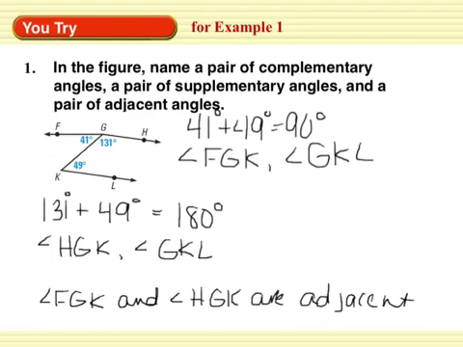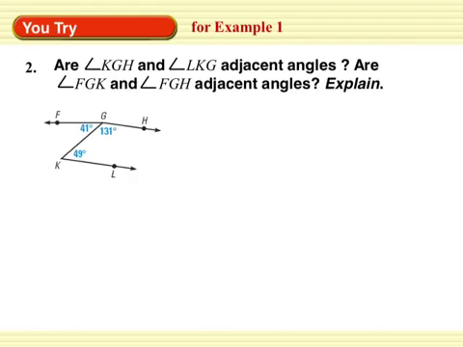Okay, there we go. First I have, these are complementary because they add to 90 degrees, angle FGK, angle GKL. These are supplementary because they add to 180, angle HGK, angle GKL. And then these are the adjacent angles, FGK and HGK. They share a vertex and a common side. You try this one.